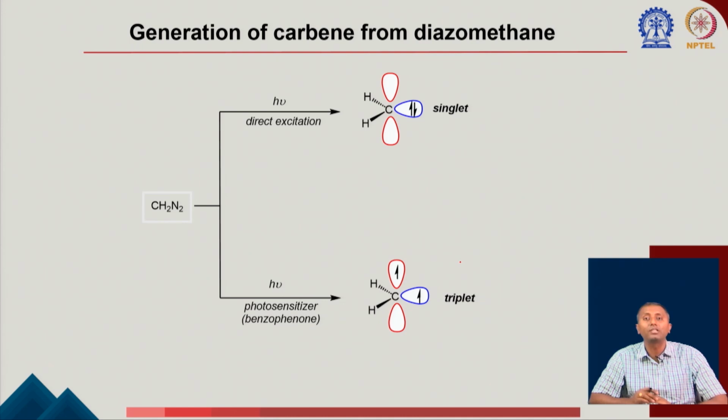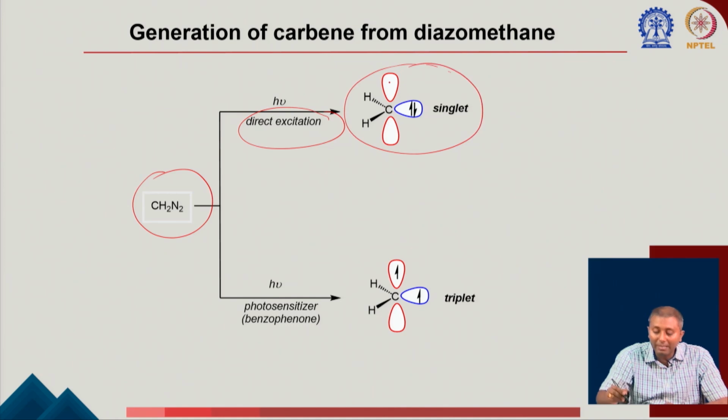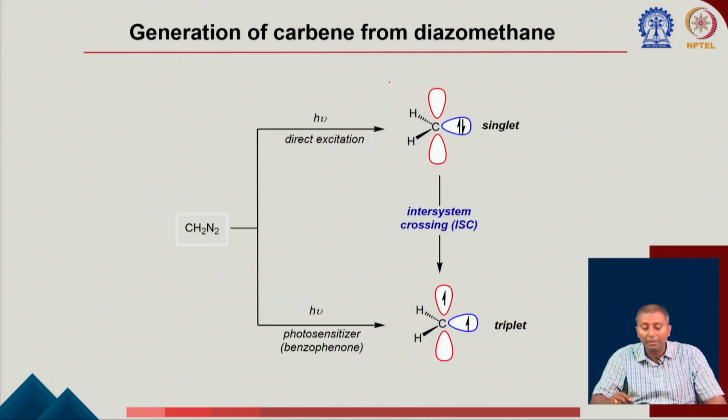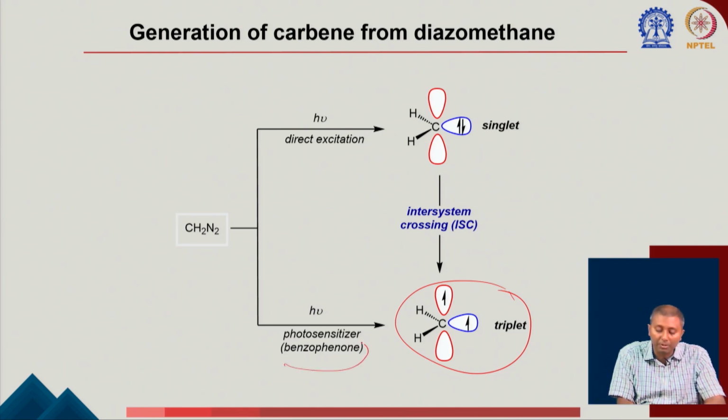Again, there is generation of carbene. Here I am going to talk about the generation of carbene from diazomethane. If you use h nu under direct excitation, then it can generate a singlet carbene, but if you use a photosensitizer, then it can convert to the corresponding triplet carbene. Several different photosensitizers are known; I think benzophenone was used for this purpose.